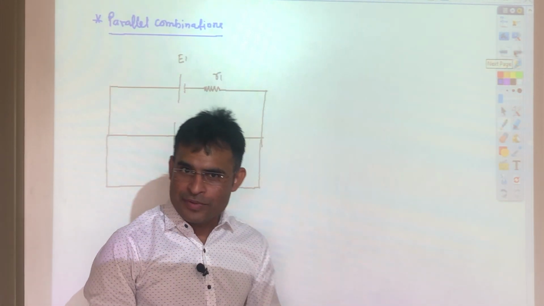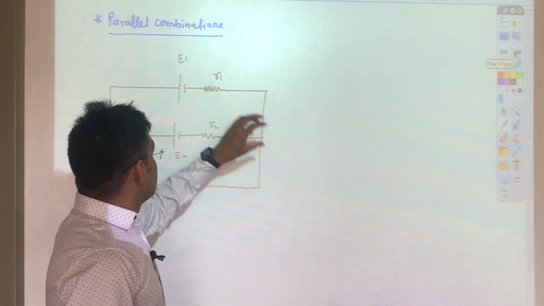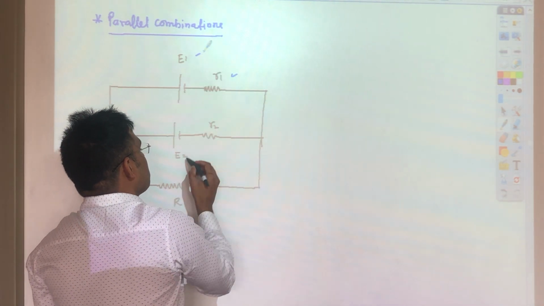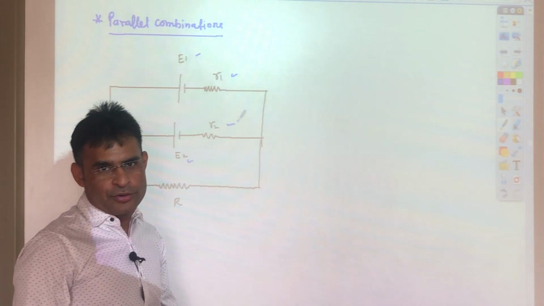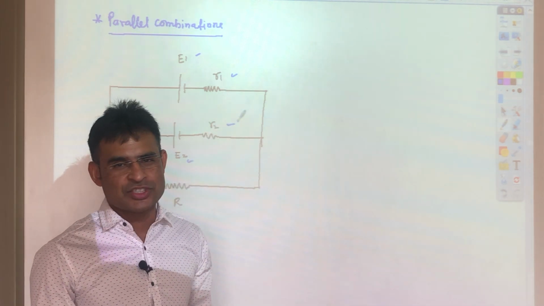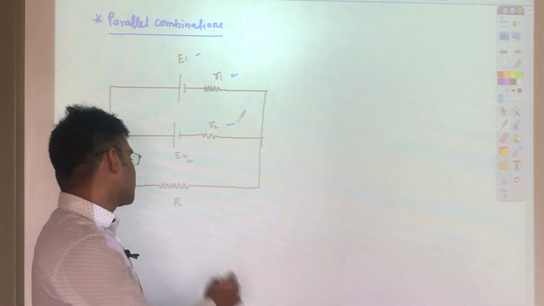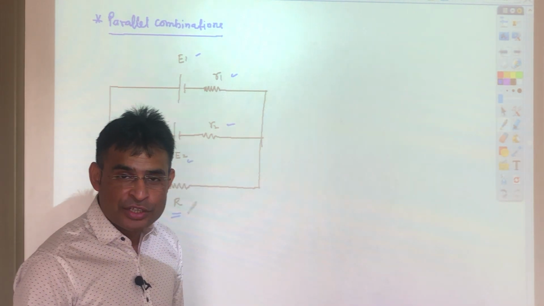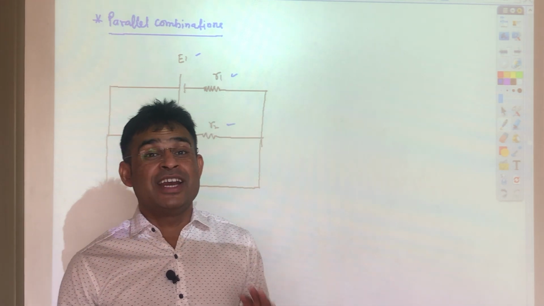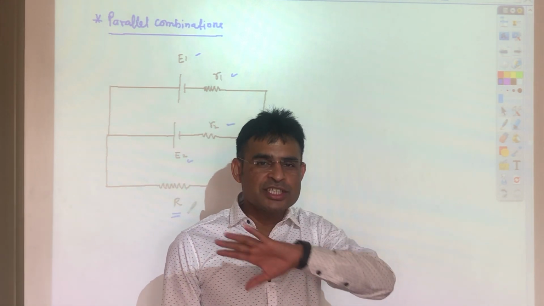If you see, I took two batteries, same as the previous one. The EMF of the first battery is E1 with resistance R1, and the EMF of the second battery is E2 with resistance R2. Of course, a battery is made of some material, so it will have some resistance, which is called internal resistance. The internal resistance of the first battery is R1, of the second is R2, and there is an external resistance, capital R. Now again I want to find the equivalent EMF and the equivalent resistance. In a series combination we simply keep on adding, but in this case it will be a different one.